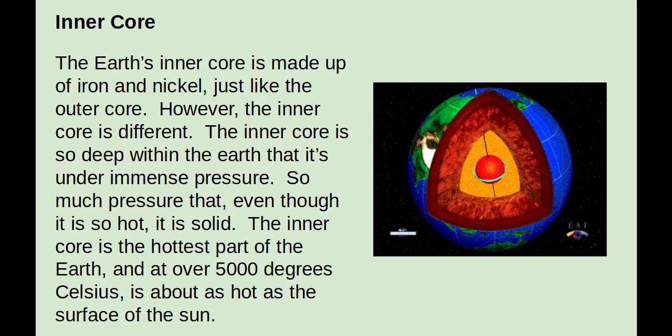Inner core. The Earth's inner core is made up of iron and nickel, just like the outer core. However, the inner core is different. The inner core is so deep within the Earth that it's under immense pressure. So much pressure that even though it is so hot, it is solid. The inner core is the hottest part of the Earth, and at over 5,000 degrees Celsius, it is about as hot as the surface of the sun.